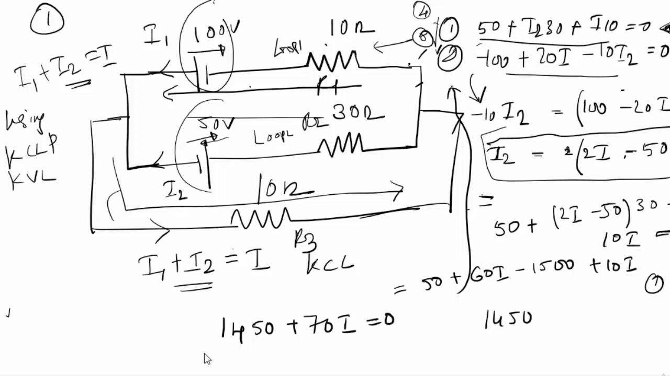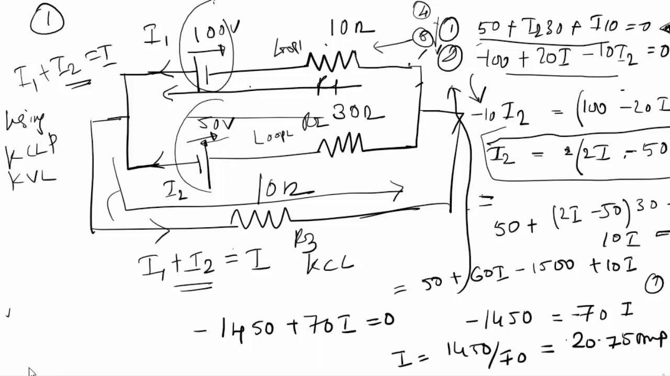So my minus 1450 equal to minus 70I. So my I in this case is equal to 1450 divided by 70. If I do that calculation, I will get my I as close to 20.75 amperes. So that's how I have got my I.